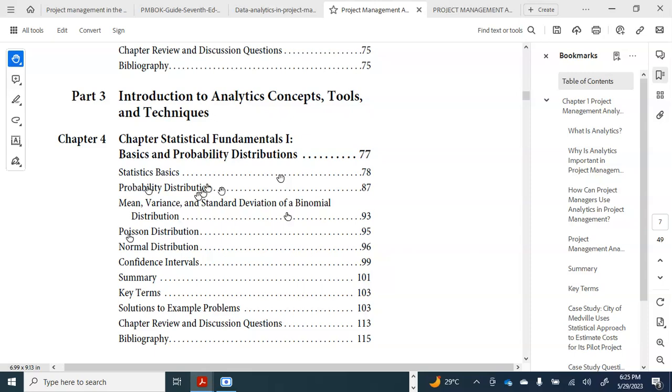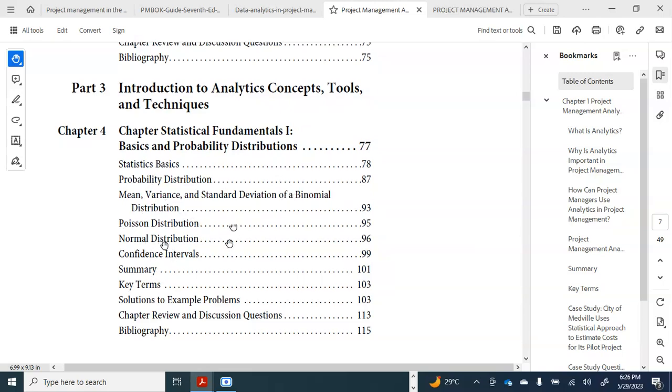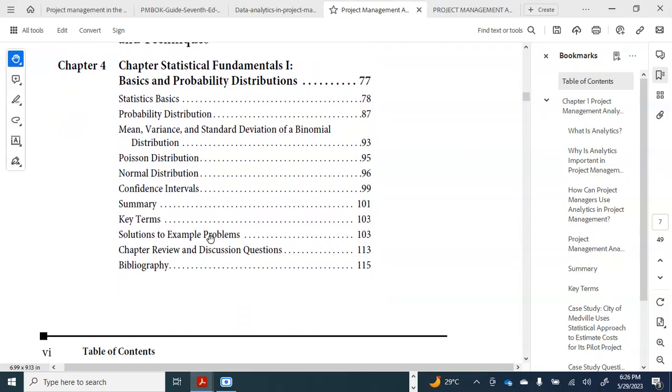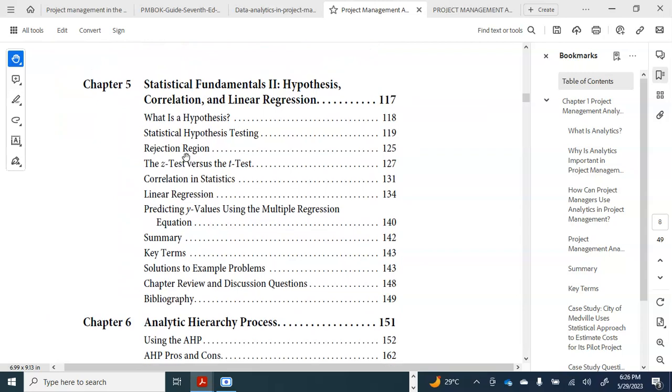It talks about probability distribution, the mean, variance, and standard deviation of the binomial distribution, then the Poisson distribution, the normal distribution, confidence intervals, and a summary. We'll see all these things. Then chapter 5 talks about statistics fundamentals 2: hypothesis, correlation, and linear regression. So what is a hypothesis? Statistical hypothesis testing, rejection region, the Z test versus the T test. We'll see correlation in statistics.